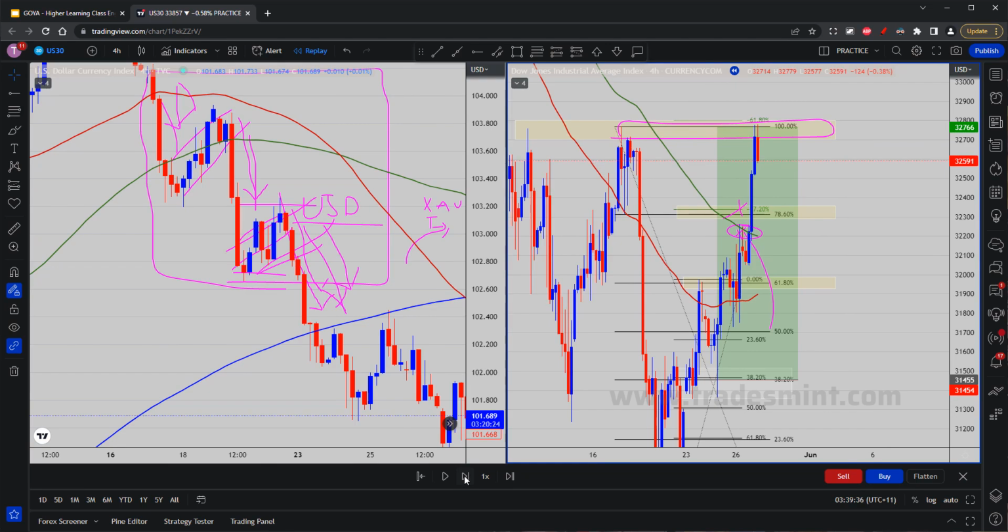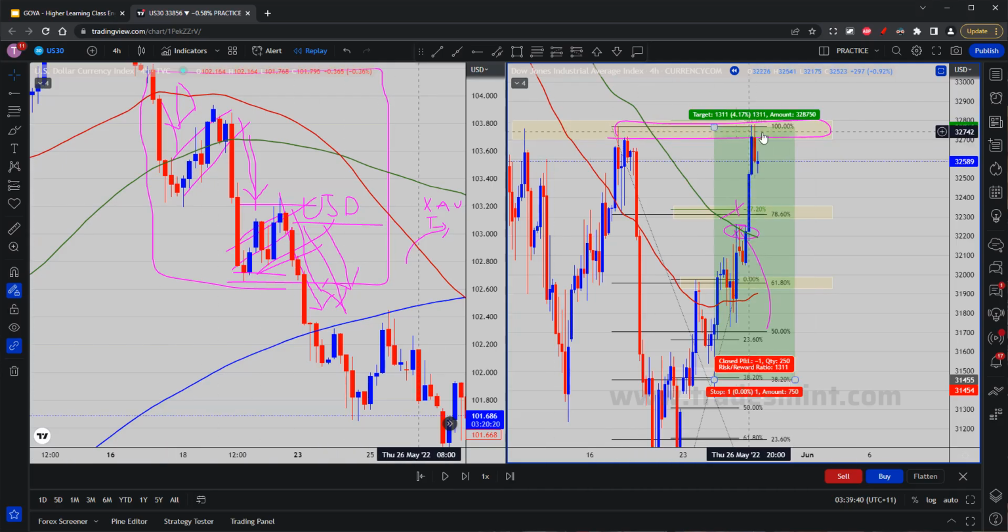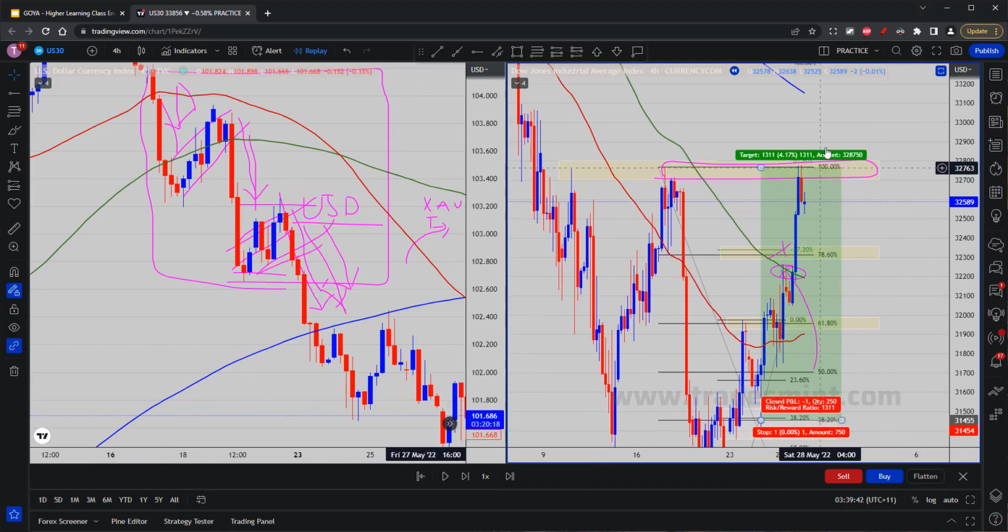And then we have a rejection, natural rejection. Institutions are taking profit at the resistance at this area. Will we go higher, lower? At that point, we would have to look at the DXY, look at the fundamental information, and make another judgment call from there.